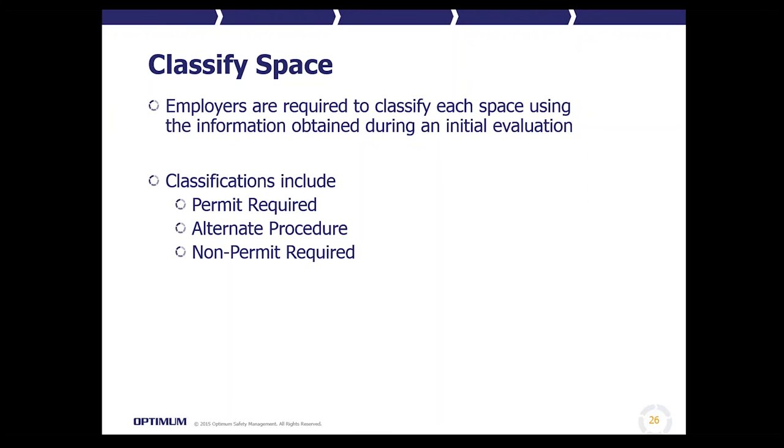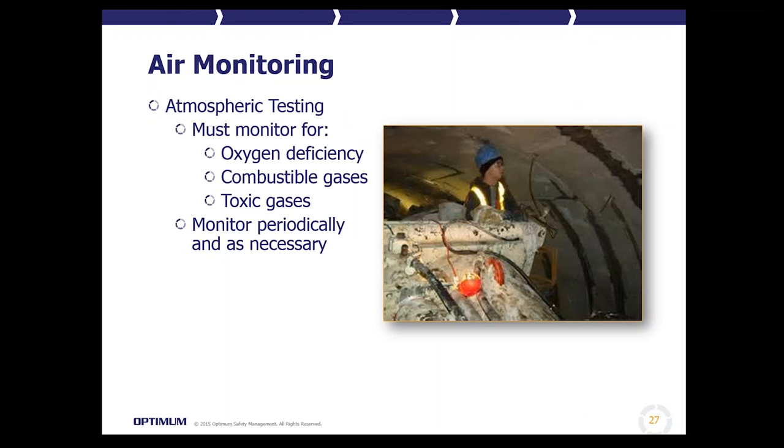And to classify any space, the first thing you really need to do is air monitoring. So what are we looking for when we're testing the air? Well, we're looking for oxygen levels. Is it a deficiency? Or too much oxygen can also be a problem. Combustible gases, so are there explosive gases? And then are there toxic gases? Things like carbon monoxide, hydrogen sulfide, those types of things, which would be a toxic, poisonous gas. So we need to be monitoring the space for that initially.